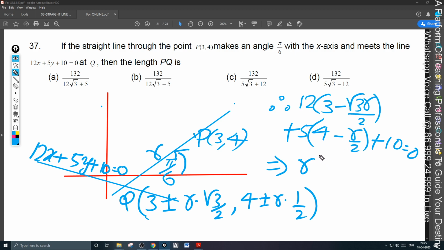This is 6 root 3 r, and it is 5 by 2 r. I am bringing all of them to the RHS. That's all, we have got r now. 12 threes are 36, plus 20 is 56, plus 10 is 66. So your r is 132 divided by 12 root 3 plus 5.